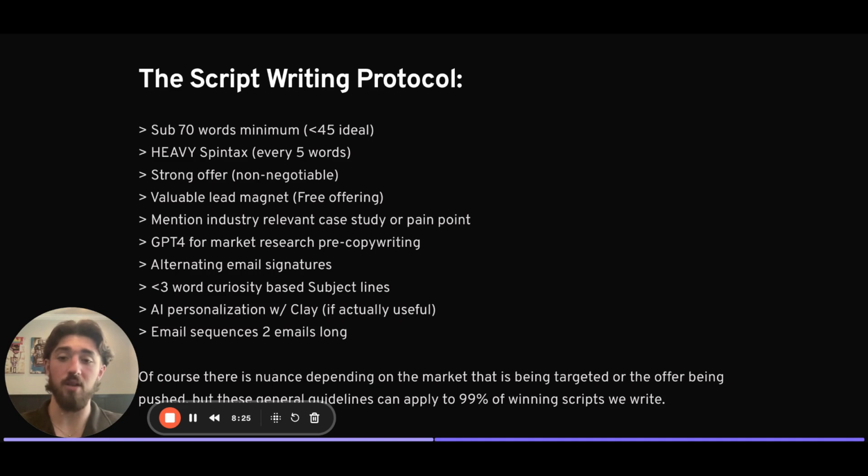The next thing is going to be alternating email signatures. Essentially, what I mean by this is spintax email signatures, so that your name is always changing in the signature, your title is always changing, and the company name is changing a bit.